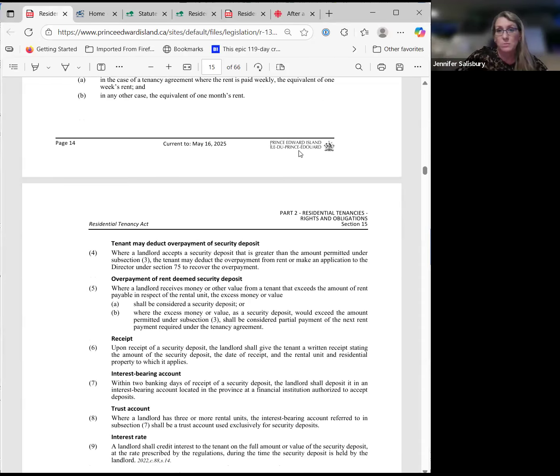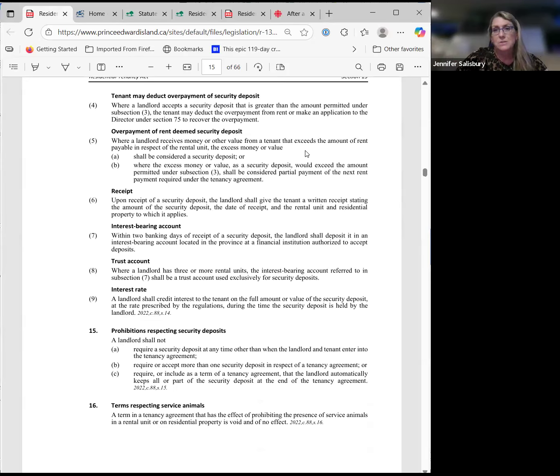The tenant may deduct overpayment of security deposit. So if a landlord accepts a security deposit that's greater than 1 month's rent, then they might deduct it. Okay. Overpayment of rent, deemed security. Okay, fine. Receipt. Interest-bearing account. So this is interesting. Within 2 banking days of receipt of a security deposit, the landlord shall deposit it in an interest-bearing account located in the province at a financial institution authorized to accept deposits. Okay, so they must have it in a financial institution, so either a bank or credit union in the province of PEI.